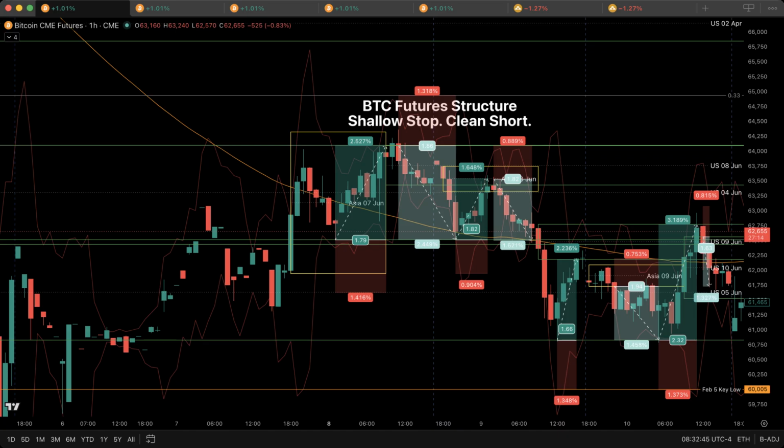Now build the trade in the correct order. Stop line first. Entry line second. Target line third. June 10th U.S. short setup. Entry line: June 10th U.S. session upper boundary. Stop loss line: June 10th U.S. session upper boundary, 150% area. Take profit line: June 9th Asia session lower boundary. Risk-reward ratio, 1.63.